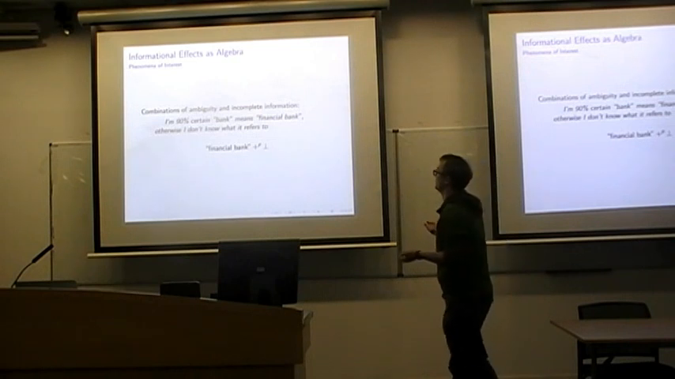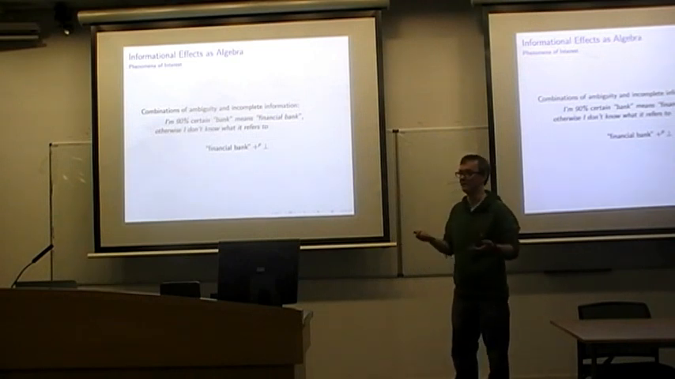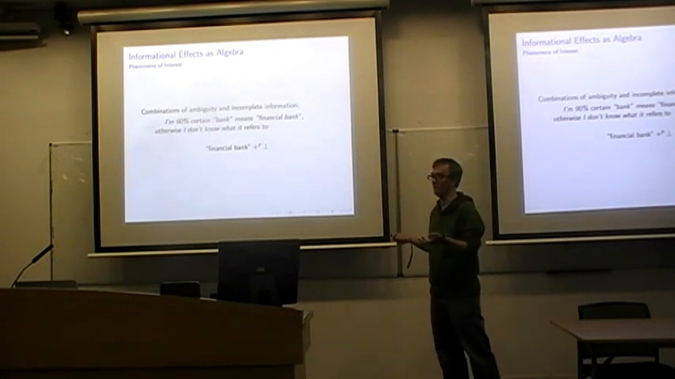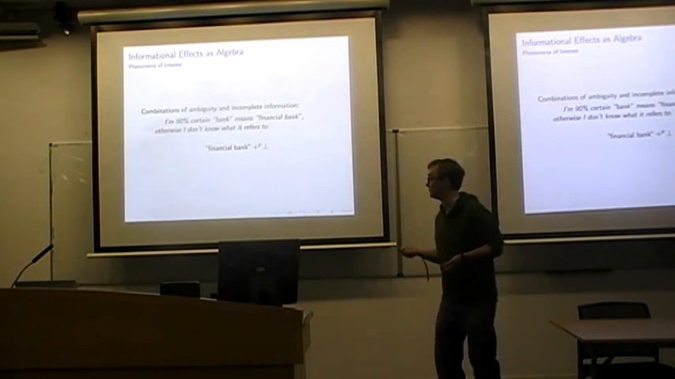Okay, and then we might want to be able to model combinations of these things. So I'm 90% sure it's a financial bank. Otherwise, I haven't got a clue what's going on. I'm not really aware of river banks. I just think it might be something else.